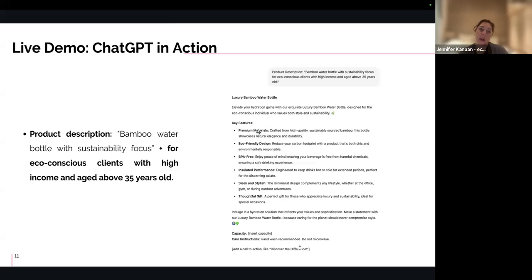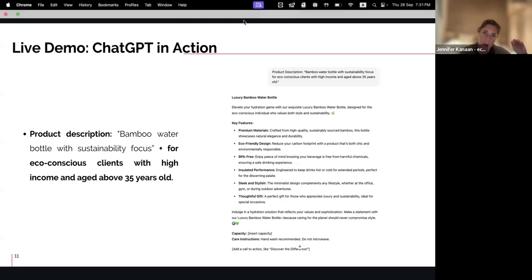So here, for example, I wanted to also show you what would be the difference if we add to this prompt who is the target audience and their income, or at least their behavior, and how old they are. So I added bamboo water bottle with sustainable focus. I added for eco-conscious clients with high income and aged above 35 years old. So you see here that it's different.